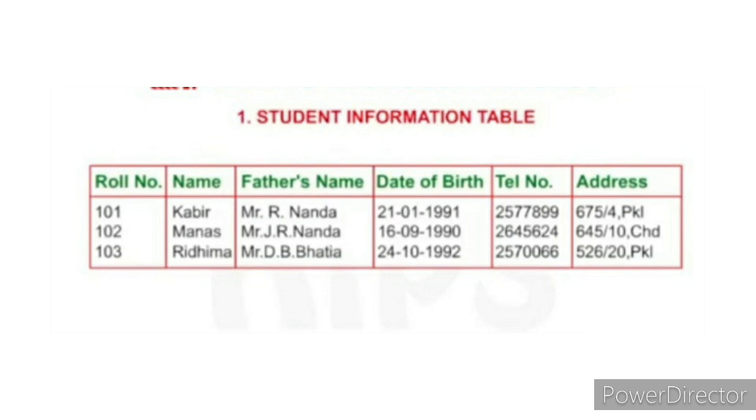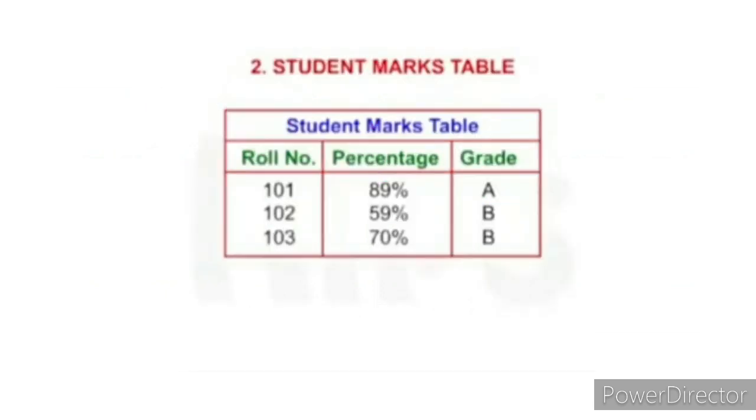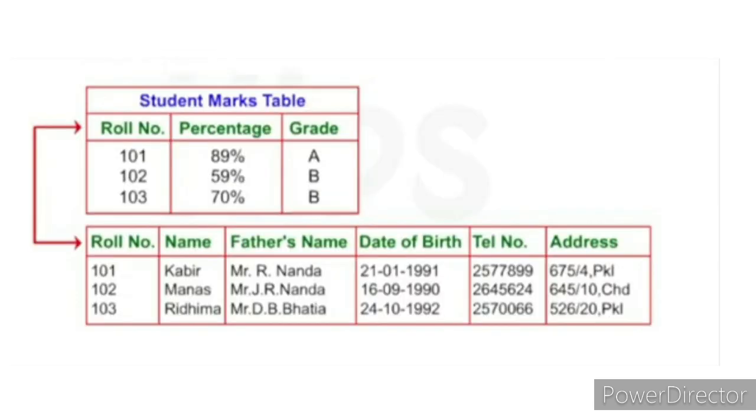You will take only the common field in the second table. The second table is the student marks table. Notice that the values of the roll number field in the student marks table are the same as in the students information table. You can define a relationship between both the tables using a common field, that is roll number. In this way, RDBMS reduces the duplicity of data.